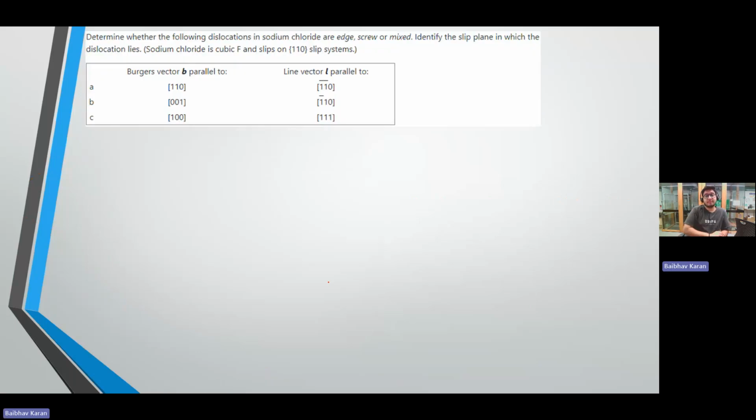Then there's a question like: determine whether the dislocation is edge, screw, or mixed. Identify the slip plane and the dislocation line. We'll be calculating the dot product B dot L to find out whether it is screw or edge. If the angle between B and L is 90°, that is perpendicular, then it will be an edge character. If the angle is 0°, that is, B is along L, it will be a screw character. And mixed character will be anything between 0 and 90°. An acute angle will be a mixed character.